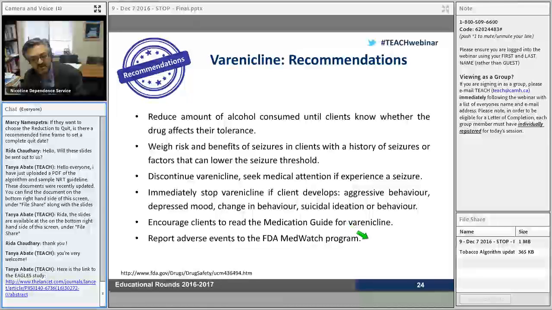Always encourage our patients to read the medication guide. Not everybody is literate, so you may actually sometimes have to walk them through it. And the FDA suggests that we report it to the FDA MedWatch program, but Health Canada also has a reporting system, and I strongly suggest that you report if you have a patient who has an adverse event.